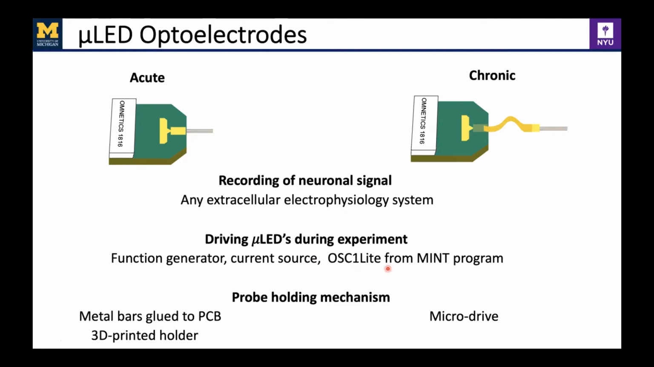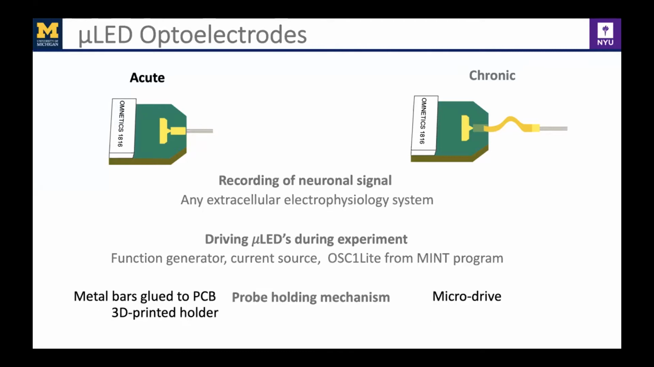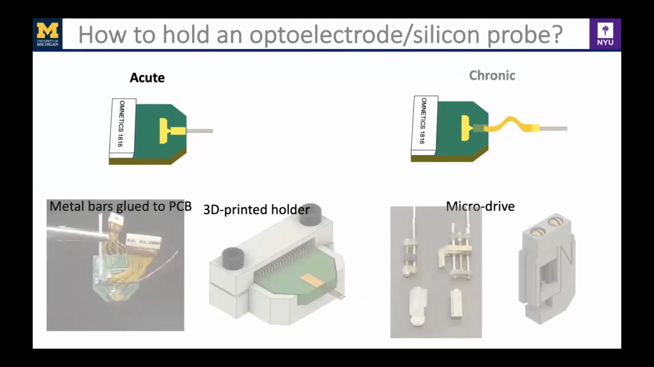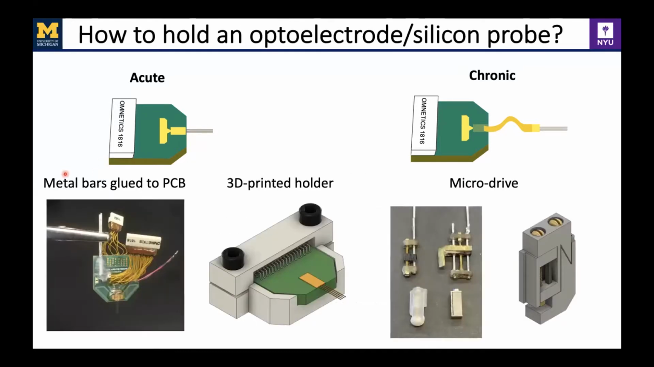And then the next question is how to hold the probes during recording. For the acute probe, it can be as simple as gluing metal bars to the PCB, as you can see here. You need to make sure that you don't attach these metals to any other metal parts of the PCB, to avoid shorting the circuits on the PCB, or you can use our 3D printed acute drive holders.